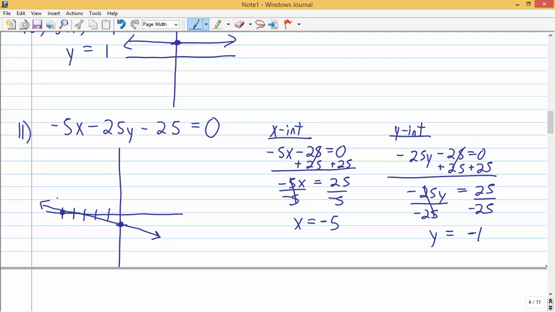So just a quick review. To find the x-intercept, set y equal to 0 and solve for x. To find the y-intercept, set x equal to 0 and solve for y. Then put a point where x equals -5. Put a point where y equals -1. Connect the points and you have your graph.